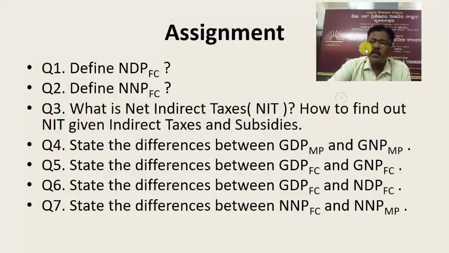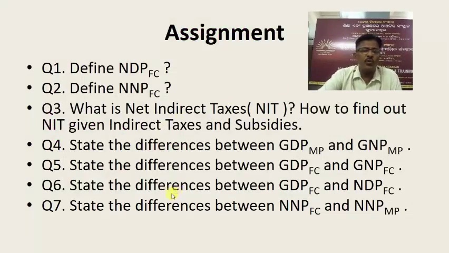Here are some assignment questions for you to refresh your memory. Define NDP at factor cost. Define NNP at factor cost. What is net indirect taxes, that is NIT? How to find out the NIT given indirect taxes and subsidies. State the differences between GDPMP and GNPMP. State the differences between GDPFC and GNPFC. State the differences between GDPFC and NDPFC. State the differences between NNPFC and NNPMP.